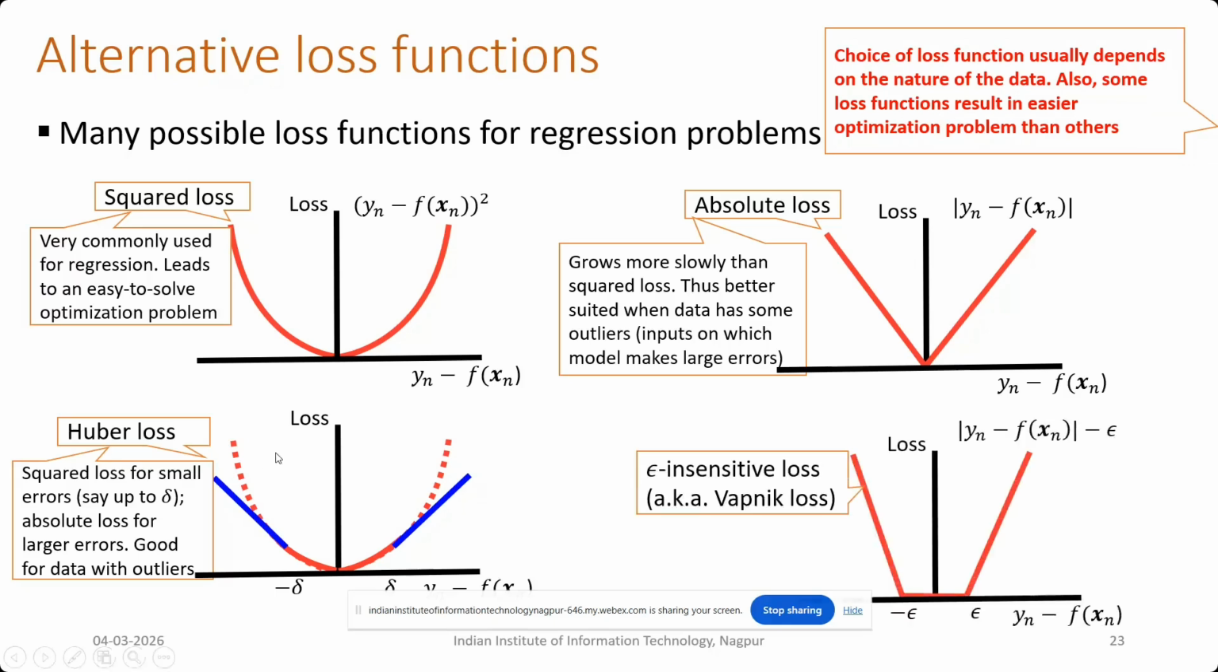Okay. And there is one more loss, again a combination, which is basically the epsilon insensitive loss. This is also called the Vapnik loss. So basically, this is a Vapnik loss. Again, it is a combination of the absolute loss and the squared loss.